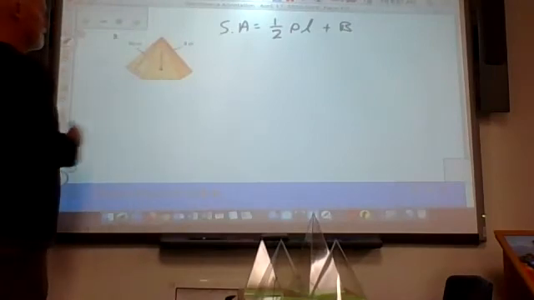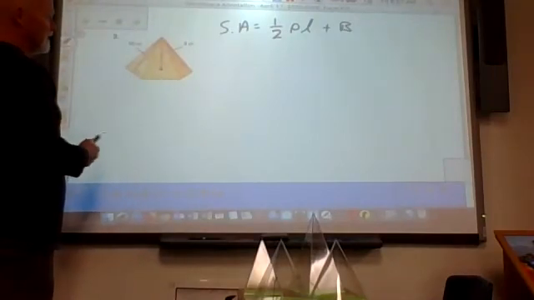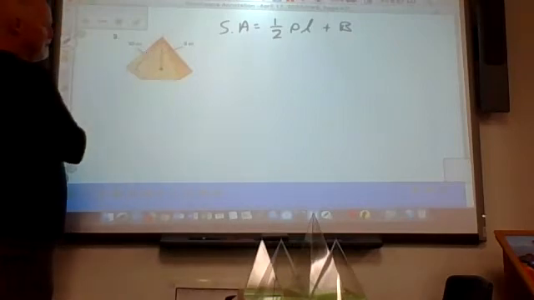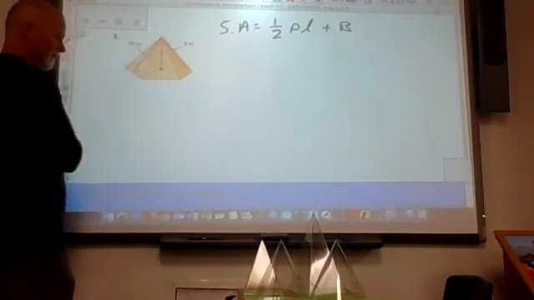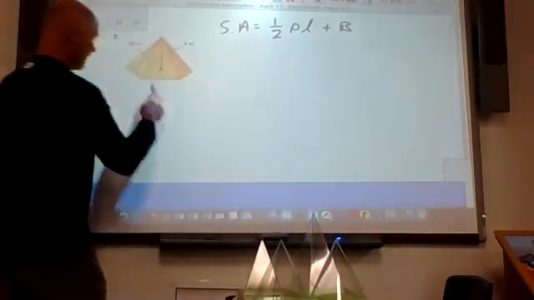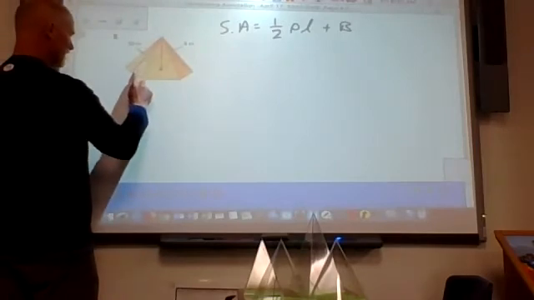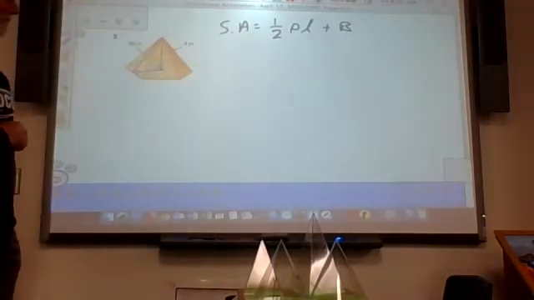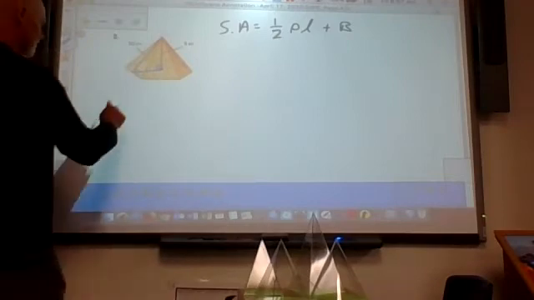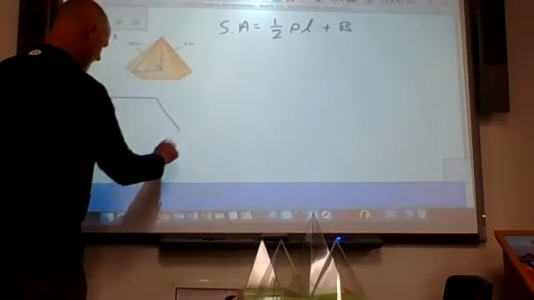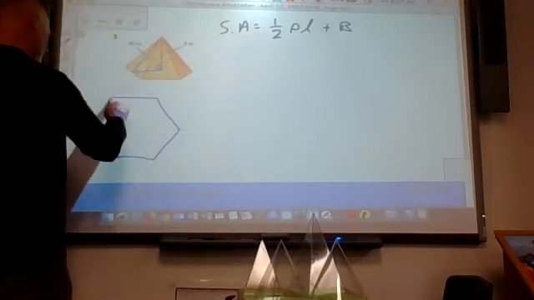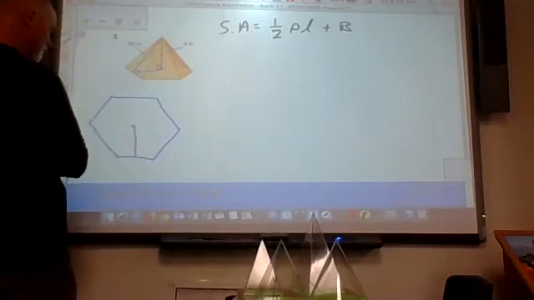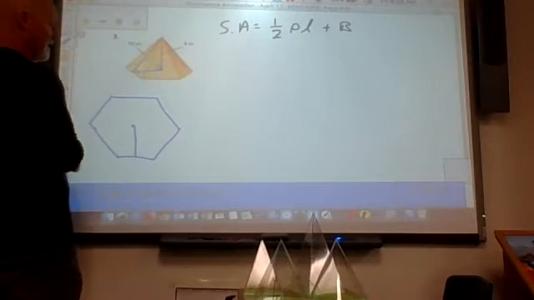So can I find the perimeter? No, I can't at this point because they haven't given me a side. I'm going to have to find that side. They have given me the slant height and they've given me the height. And one of the things you need to see here is that when they've given you those two, there's a length in here and that makes a right triangle. That length that I've made blue is the apothem. So if we were to draw this hexagon, the base of that figure, the apothem would go right there. And we need that for the area of the base.